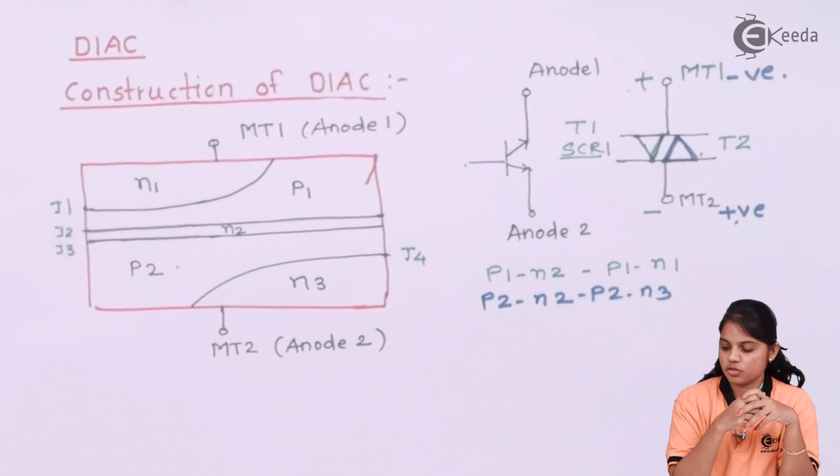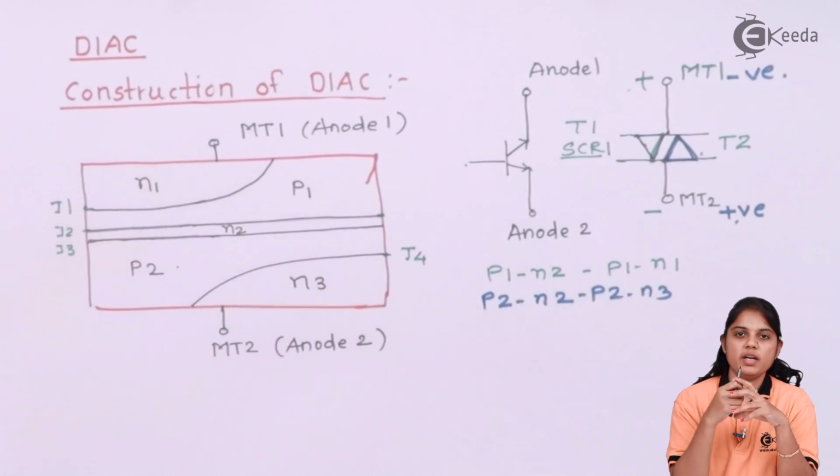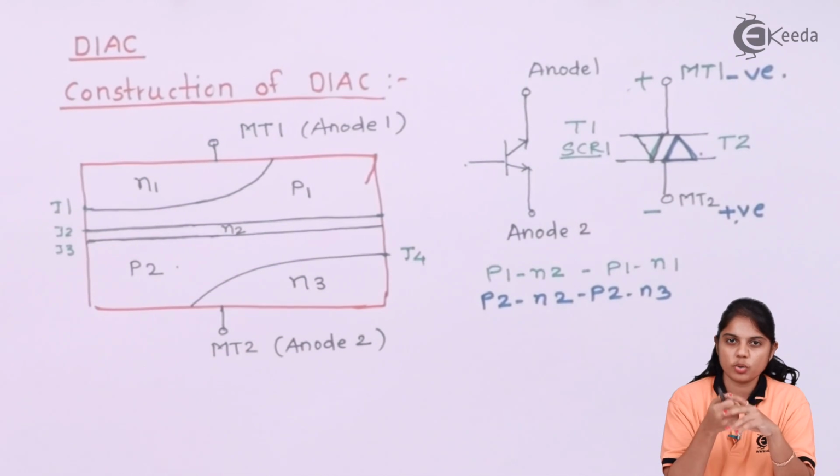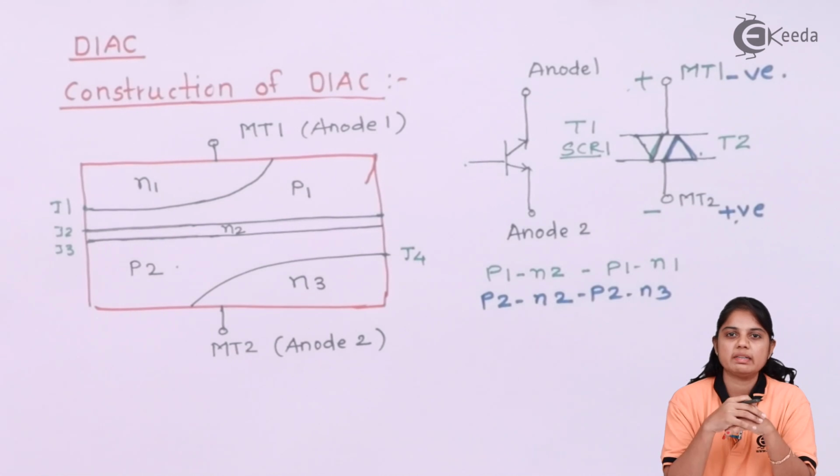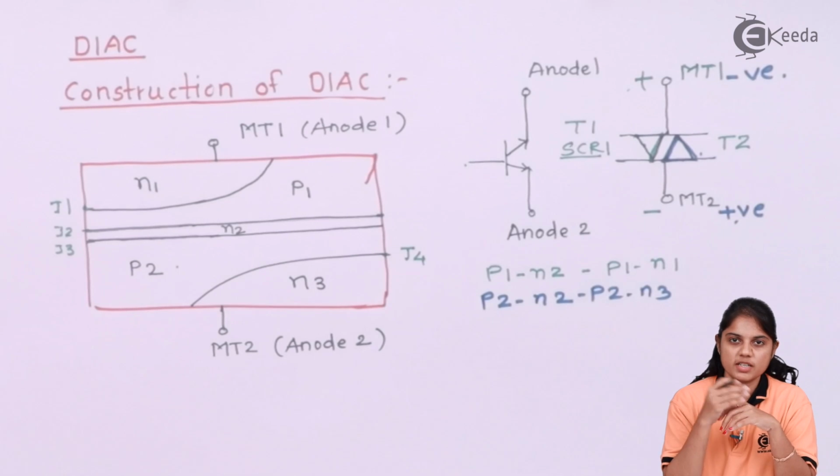So if you have understood the construction, it is similar N and P layers connected together like we have seen in the SCR. So basically these junctions will be either forward biased or reverse biased, and according to that the conduction will take place. We'll see the conduction properties in the next video.